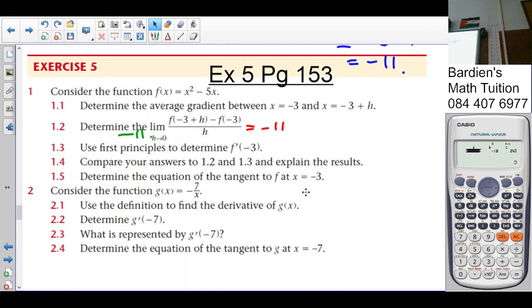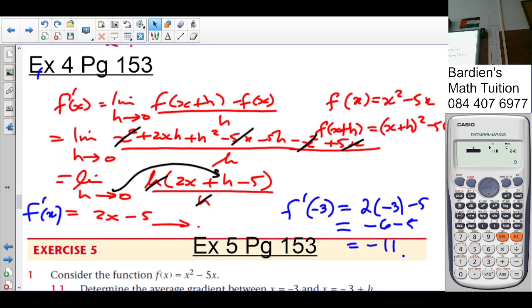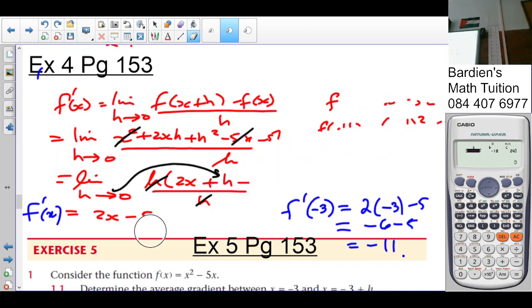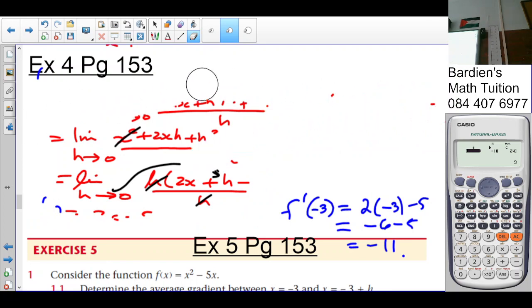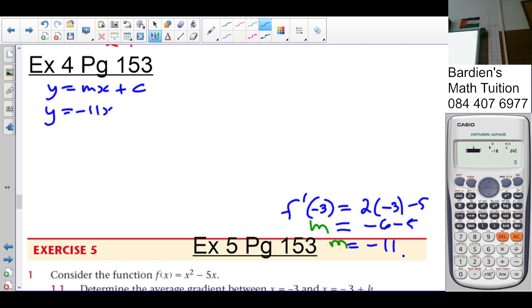Determine the equation of the tangent at x equal to negative 3. So the equation of the tangent, as we know at this point, will be in the form of y equals mx plus c. Not so? But we have the gradient at minus 3. Remember that your derivative is simply a gradient. Okay? So what is the gradient at minus 3? Negative 11. So y is equal to negative 11x plus c.